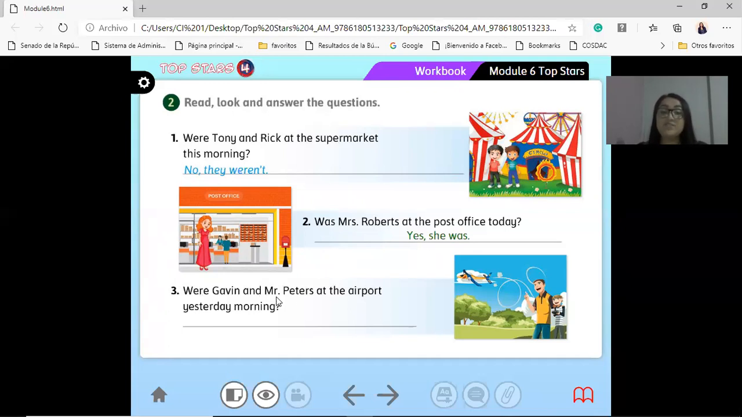Were Gavin and Mr. Peters at the airport yesterday morning? ¿Estaban ellos en el aeropuerto ayer en la mañana? No, they weren't. No, ellos no estaban. They were at the park. Ellos estaban en el parque. Okay. So copy your answers, check that everything gets correct. And if you need to stop the video, do it freely. It's not a big deal. And then we can continue with the next exercise.